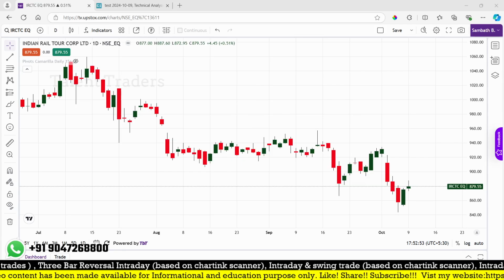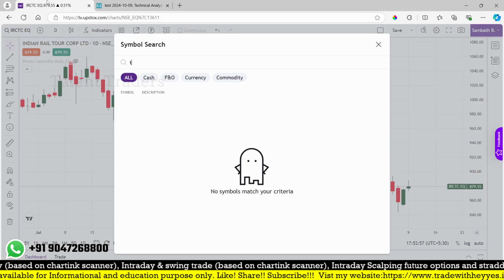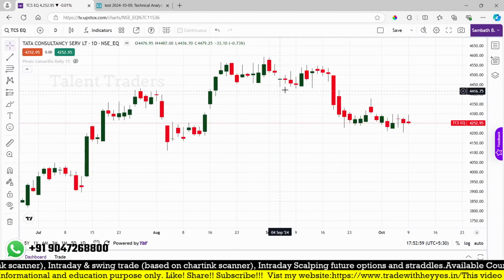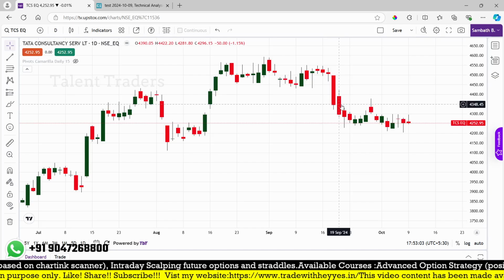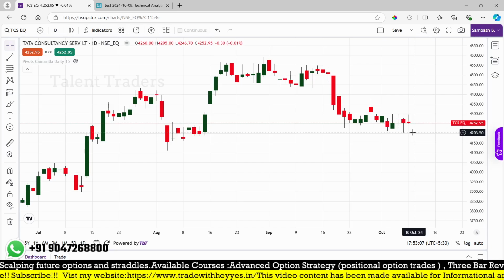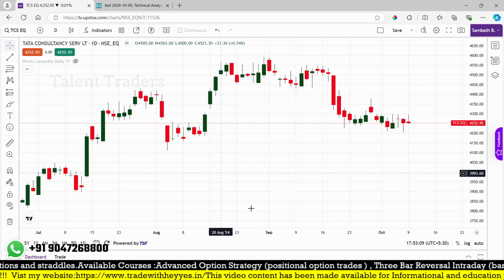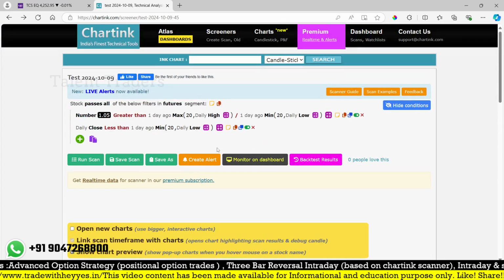Okay, so let me try for some other thing. TCS, we already saw TCS also, in our normal backtest. So here is the 19th, 18th, and after that lower level. From 4,300 it came to almost 4,200, 130, 140 points which moved lower. So let me save this scan. This is for a downside.